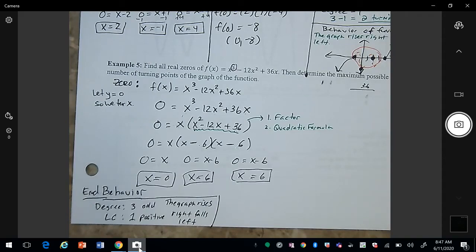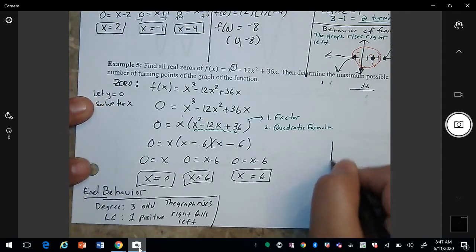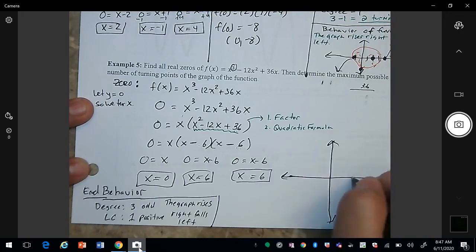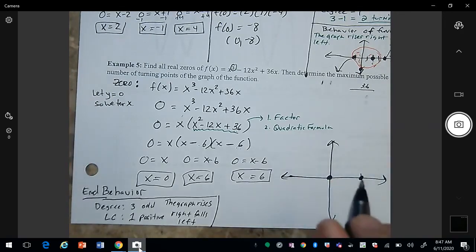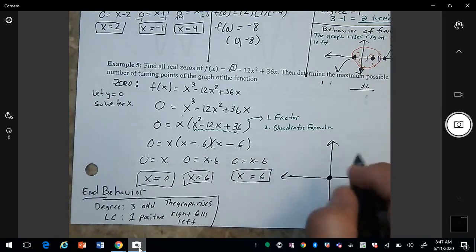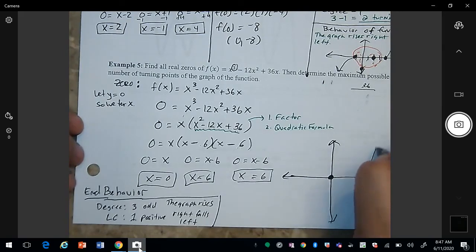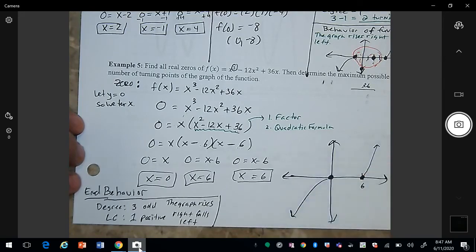Okay, so again, for this problem, if I was to graph it, the information I have right now is that at x equals 6, we have a 0. And at x equals 0, we have a 0. And if we were to find the y-intercept, it would be at 0, 0 as well. So we know that the graph is going to rise to the right and it's going to fall to the left. So in later sections, we'll figure out what goes in between. Let's go to the next page.